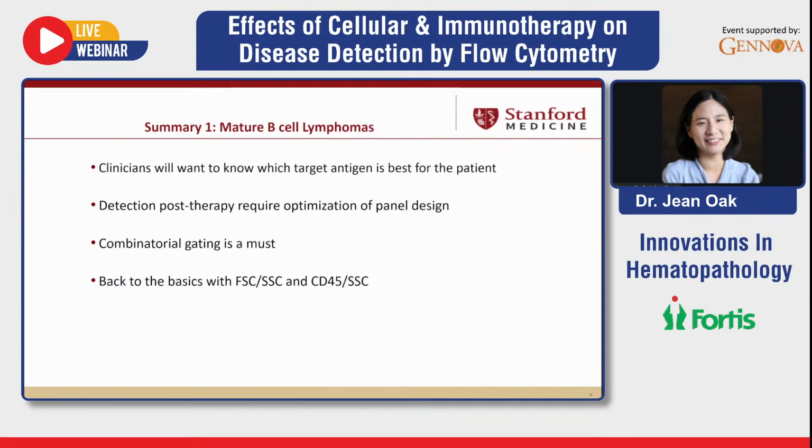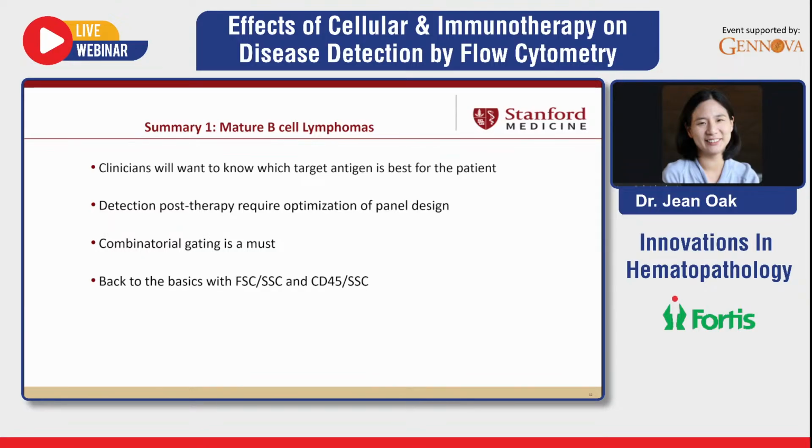So to summarize the findings of mature B cell lymphomas, first of all, clinicians will want to know which target antigen is best for the patient. So it is important to describe which trial the patient should be enrolled in, which means they pretty much expect to know what the 19, 20, and 22 expression will be on all. Flow is the preferred method given the greater sensitivity, and IHC if flow can't be performed.